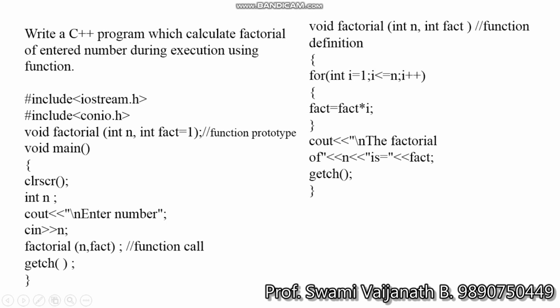That is, a default argument is given because we calculate from 1 up to that number. This is called the formal argument, and also called the prototype. This is declared here, and here factorial n fact, these are the actual arguments, and this is called a function call. This is the statement which checks against the function prototype.